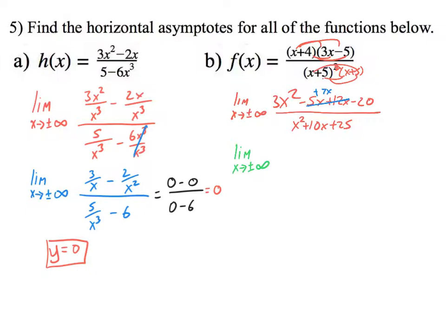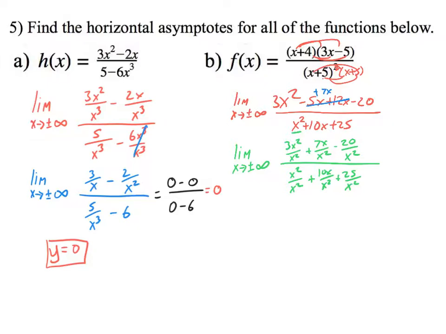And what's the highest degree in the denominator? It looks like an x squared. So this would be a 3x squared over x squared plus a 7x over x squared minus a 20 over x squared. This would be an x squared over x squared plus a 10x over x squared plus a 25 over x squared. Woo! That took a while.